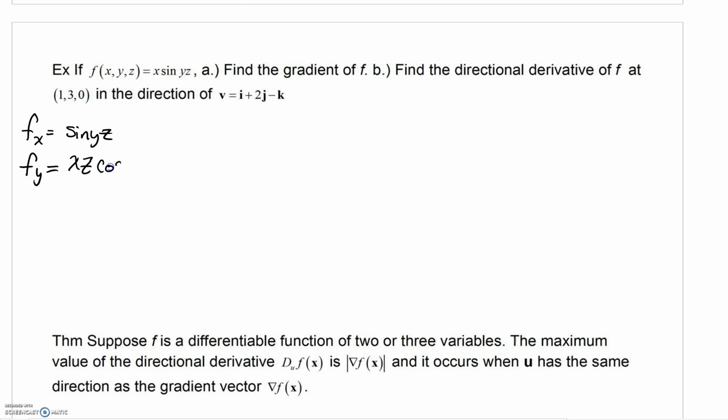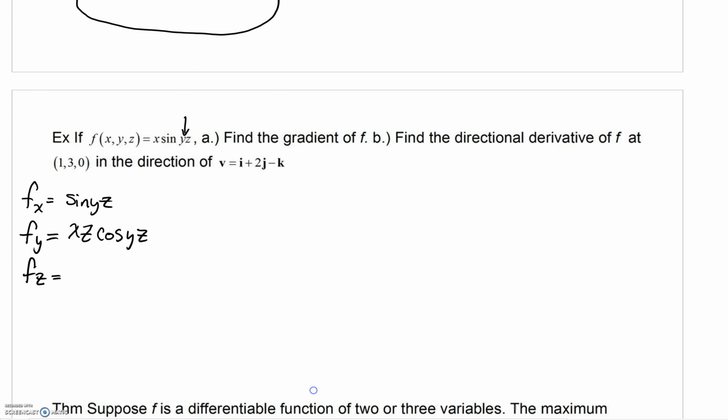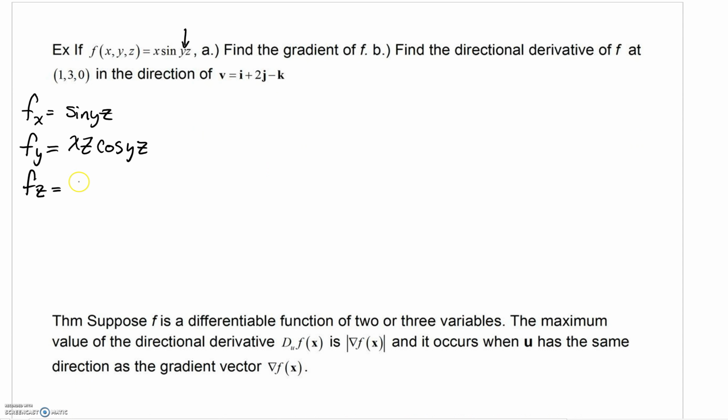xz cosine of yz. Remember, y is our variable that is changing. z would be thought to be a constant, right? We need the chain rule there. And then finally, f sub z would be, help me there, what do we get? xy, yep, cosine of yz.